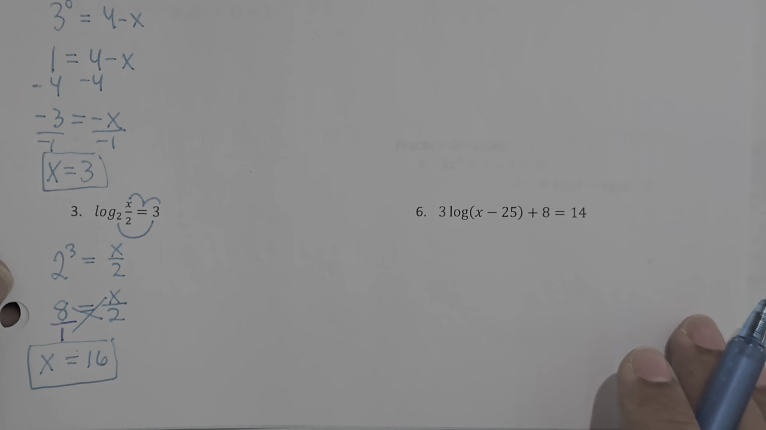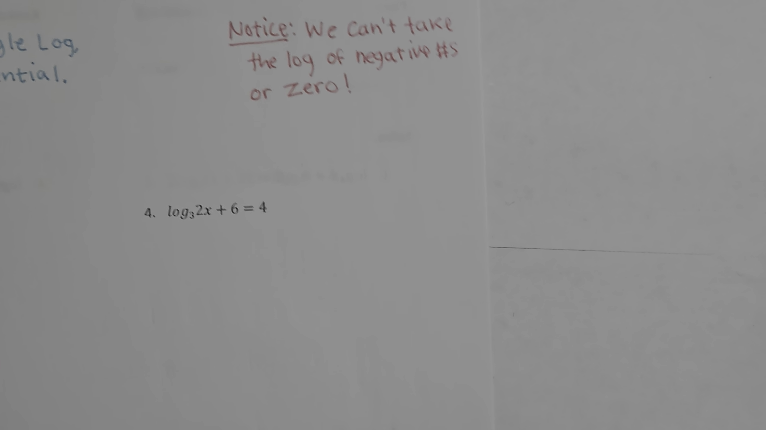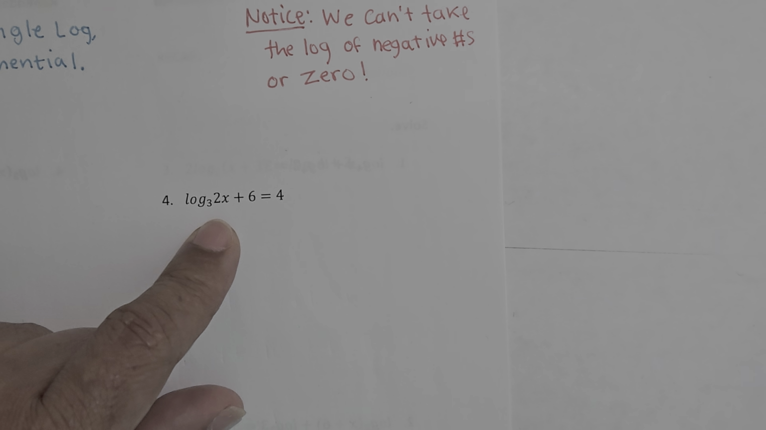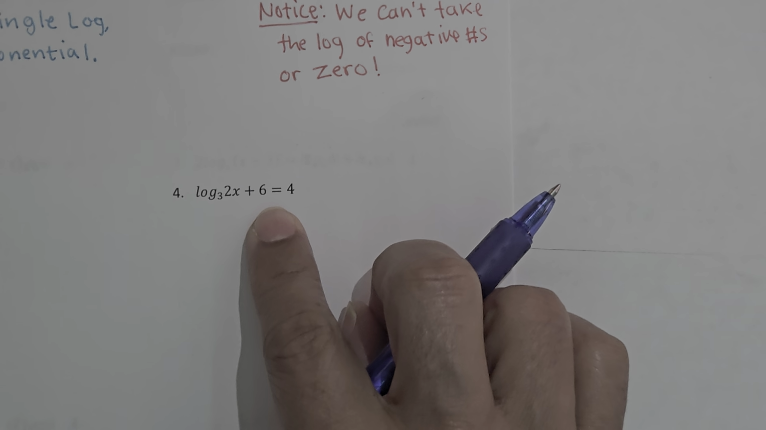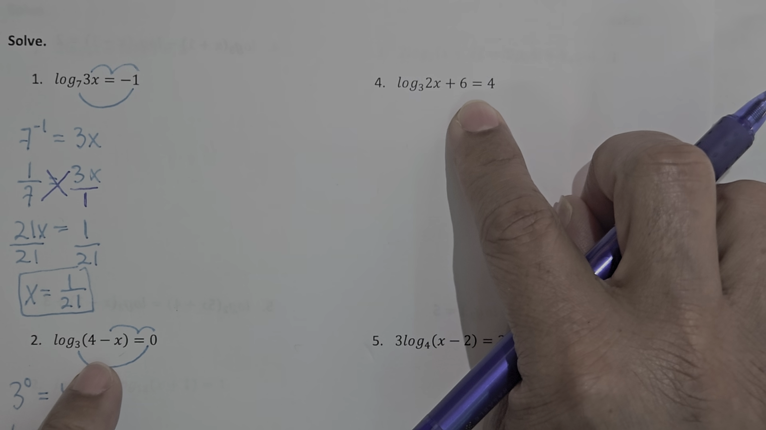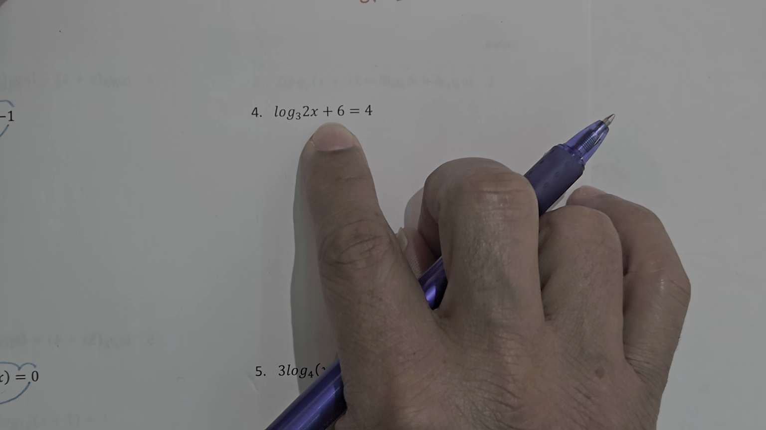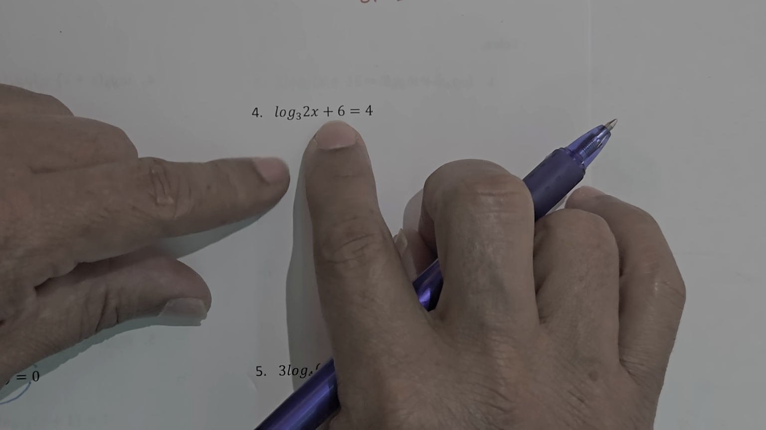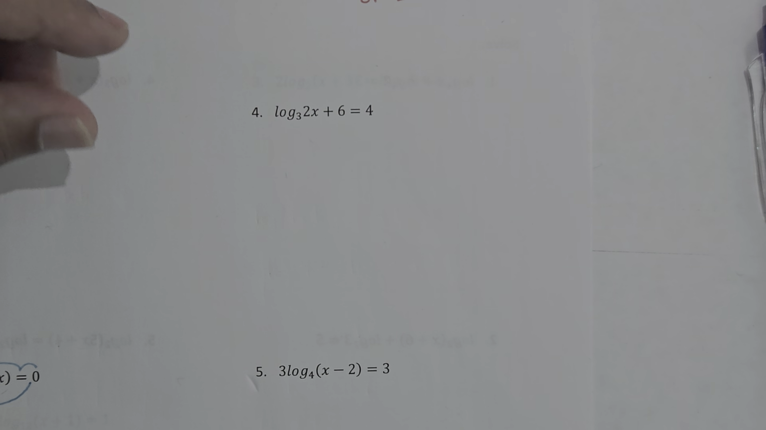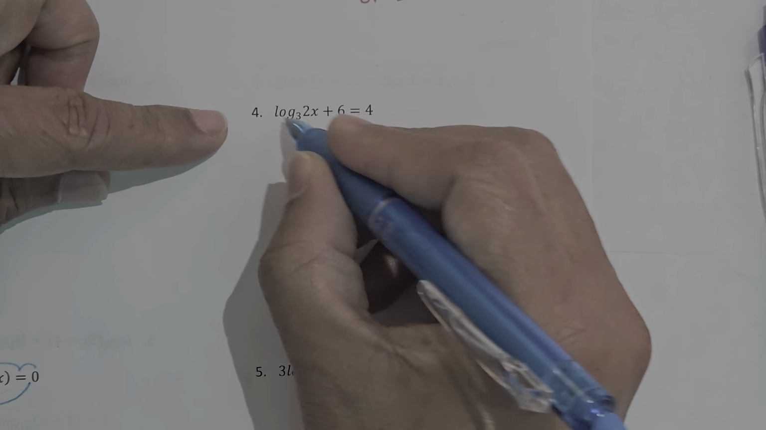Okay, but let's move on to example number 4. For this one here, if you do not see a parenthesis, like this one here, there's a parenthesis, so this belongs to one log. In this case, that 6 is not inside of a parenthesis, so that means we don't have to follow what we did with number 2. Instead, let's get the log by itself.